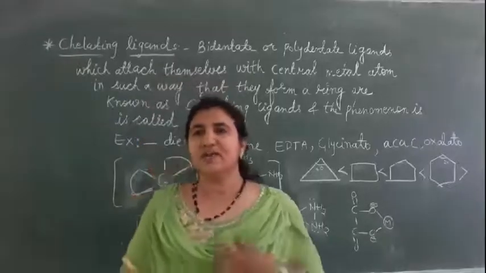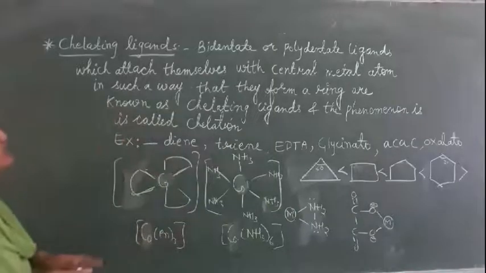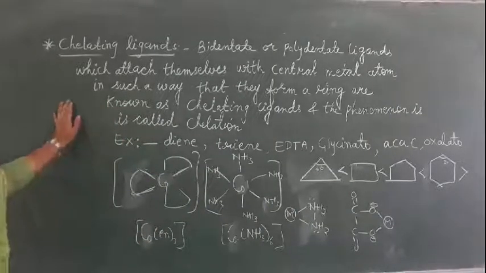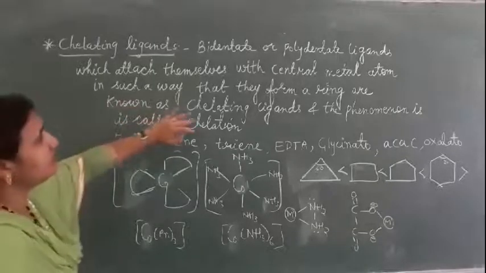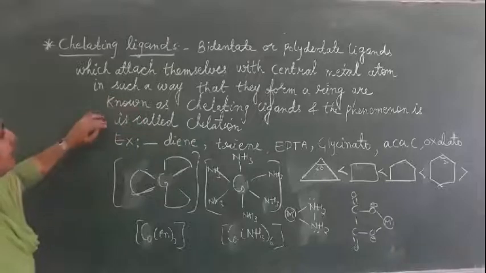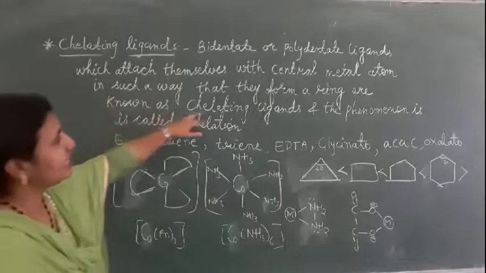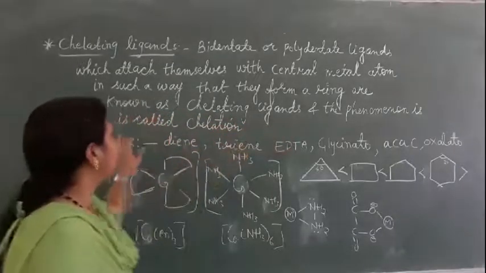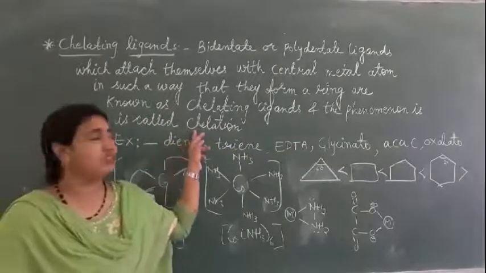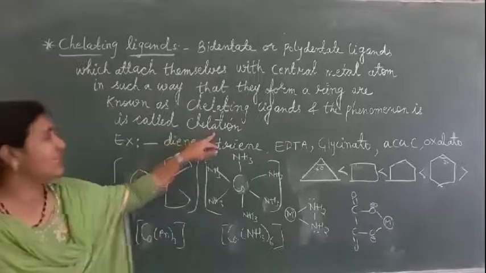Okay, so next we have chelating ligands. What are chelating ligands? These are bidentate or polydentate ligands which attach themselves to the central metal atom in such a way that they form a ring. They are known as chelating ligands, and the phenomenon is called chelation. Actually the correct pronunciation is chelation.